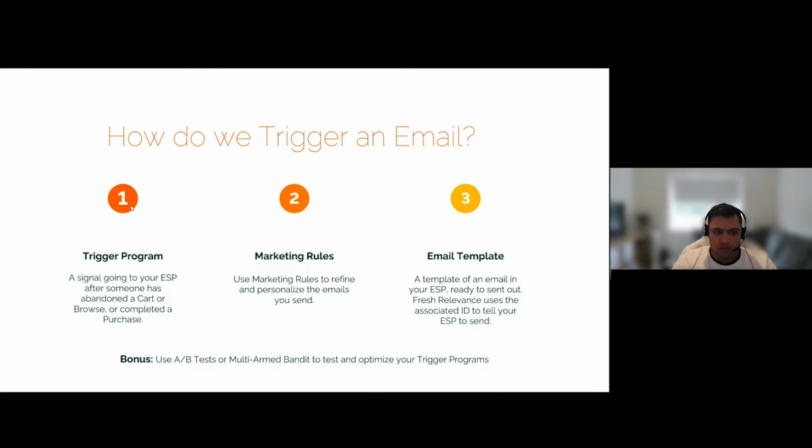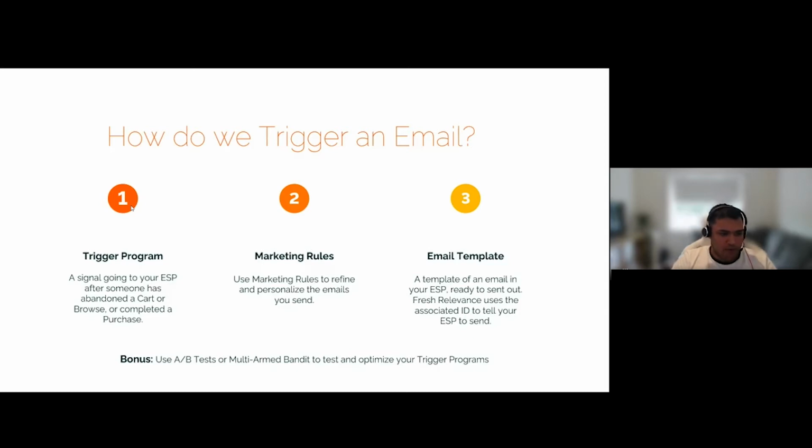We can also use marketing rules to define and personalize the emails that you send. And then the final thing that we need is an email template. That is a template in your ESP ready to send out. What essentially is in that ESP is an ID associated with that email. And at Fresh Relevance, all we do is tell your ESP to send out said email. Does that all make sense to everyone?